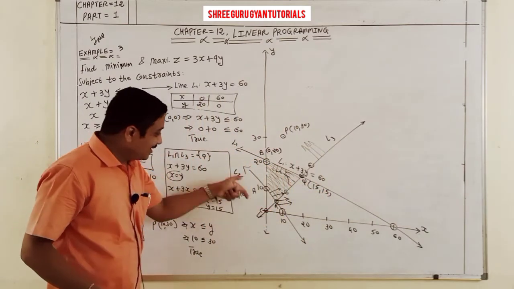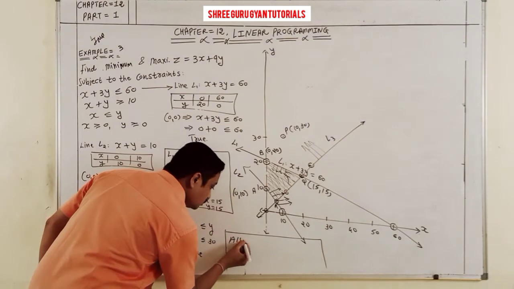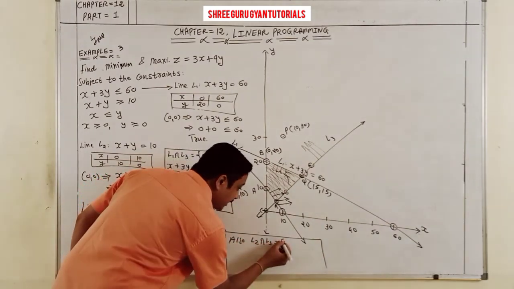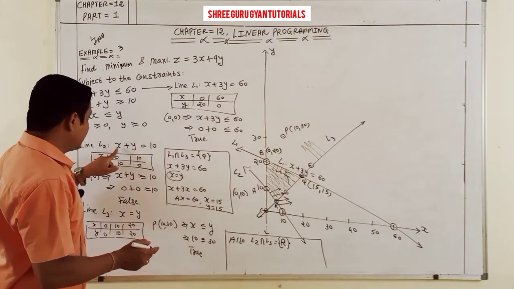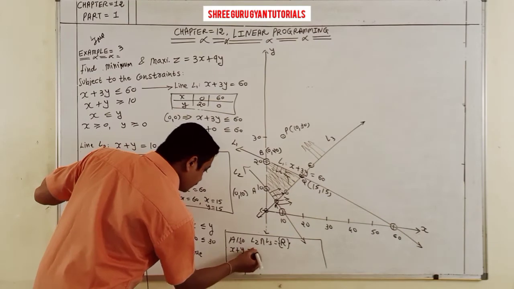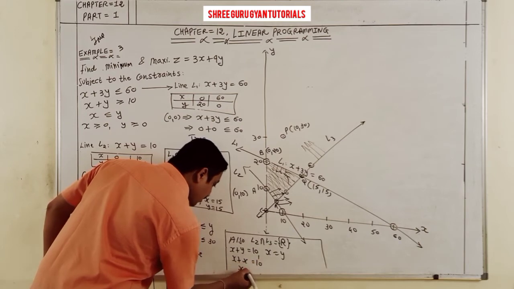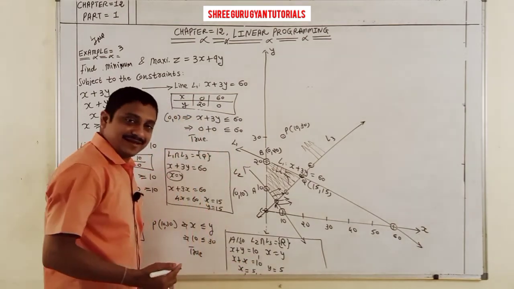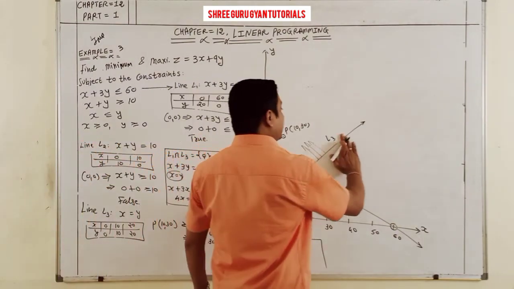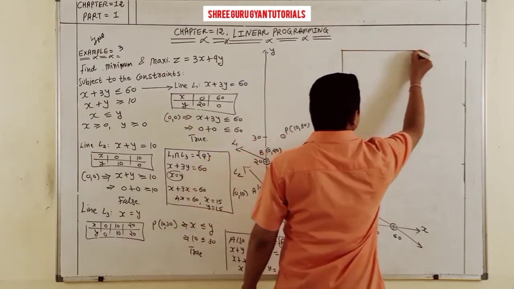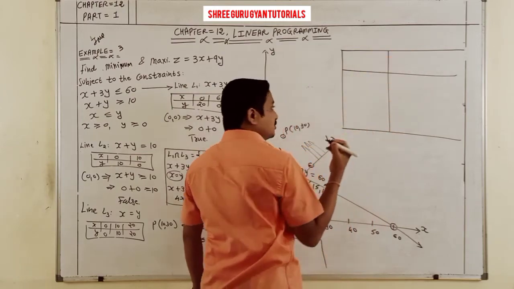Now I will go to R, L2 and L3. L2 intersection L3 at the point R. L2 is your line given, x plus y equals 10, and L3, x is equal to y. So x plus x is 10, x becomes 5, y also 5. The point is ready, (5, 5). Now I will go to my final answer. Yes, that is your final table which you must show in the solution in the exam.